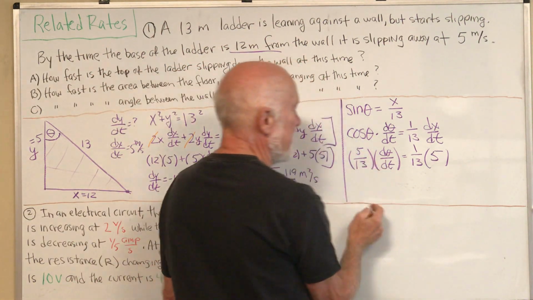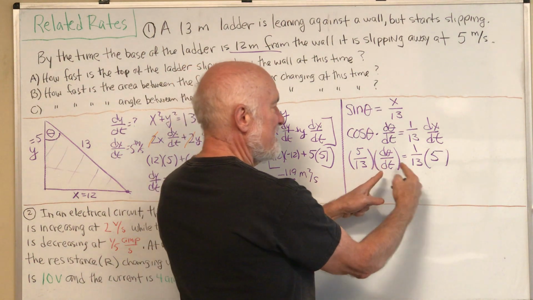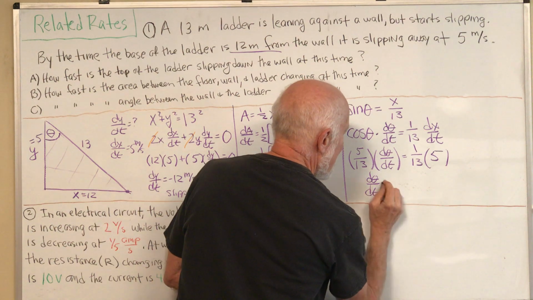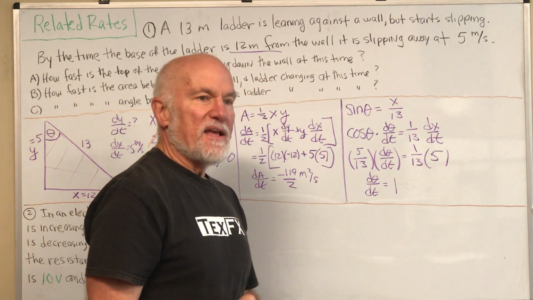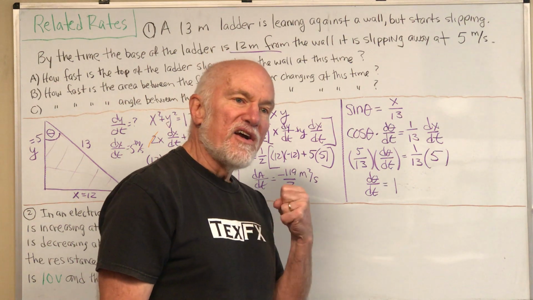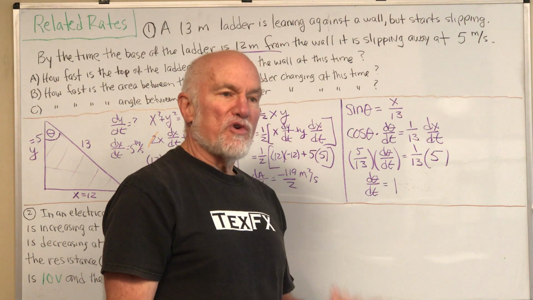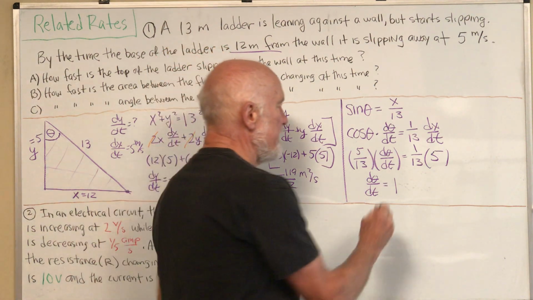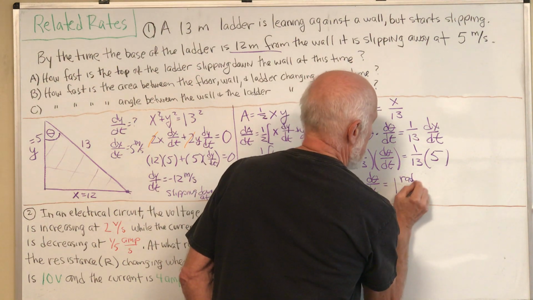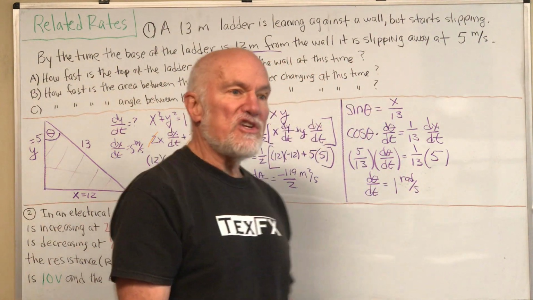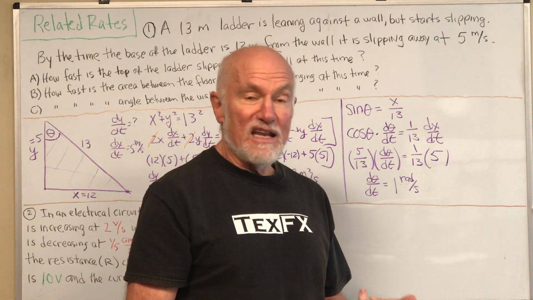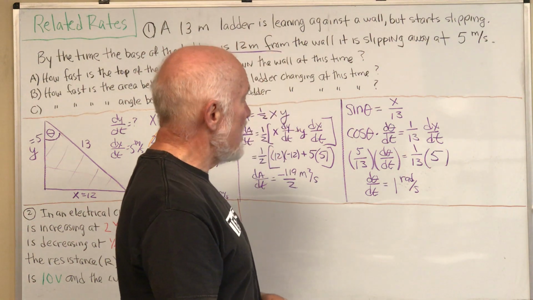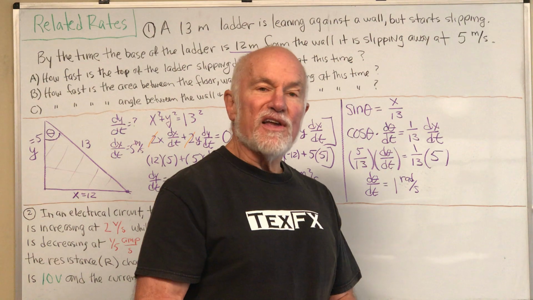Wow, doesn't that work out nice? 5/13 times this is equal to 5/13. So d theta dt is just equal to 1. Now this is where you have to remember that when we did all our formulas for derivatives of trigonometric functions, the formulas all were done in radians. So this is 1 radian per second, which is changing at a pretty fast rate when you know a radian is getting close to 60 degrees per second. That would happen as the ladder is falling.